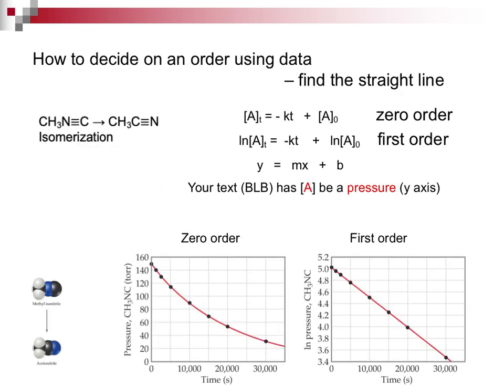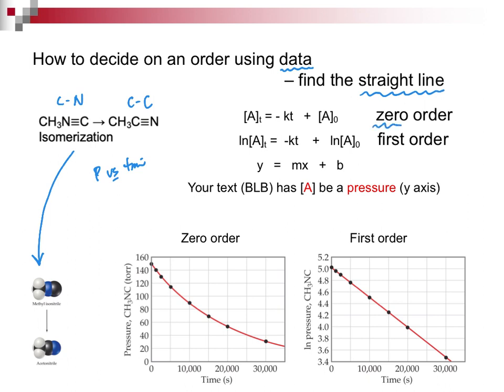I rolled through it quickly because, again, this is the background behind what we're doing. What you will be having to do is deciding on an order. If someone gives you data, you need to find a straight line. What do I mean by that? Well, your textbook talks about this isomerization process, where here carbon is bonded to nitrogen and here carbon is bonded to carbon. What they want to do is say, if we take some data, if I measure the pressure versus time, which order am I looking at?